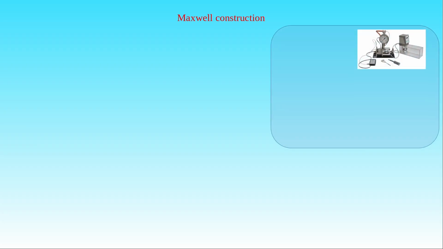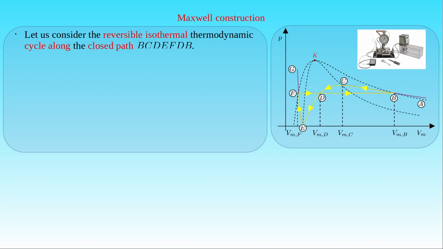After presenting Maxwell's arguments for the graphical method, we discuss how to apply them for a real thermodynamic system, for example a gas in the measuring cell of a critical point apparatus. Here the system is the medium in the measuring cell, and its surroundings consist of the water chamber containing the cell with the thermostat serving as a heat bath, and the mechanics changing the volume of the cell. Let us consider the reversible isothermal thermodynamic cycle for the medium along the closed path B, C, D, E, F, D, to be used in the Maxwell construction.